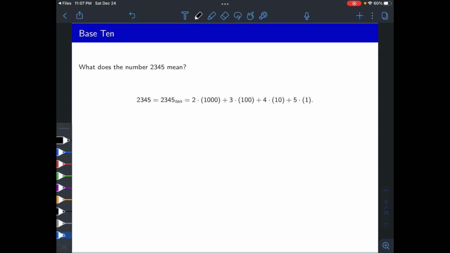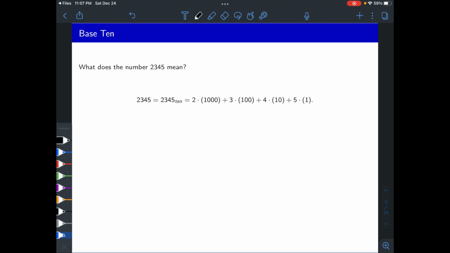So what it really means is the following. Each of the digits is a placeholder, a value that corresponds to a place value. The 5 is the ones place, the 4 is the tens place, the 3 is the hundreds place, the 2 is the thousands place. So this really means 2 groups of 1,000, 3 groups of 100, 4 groups of 10, 5 groups of 1, and then we just combine them together.